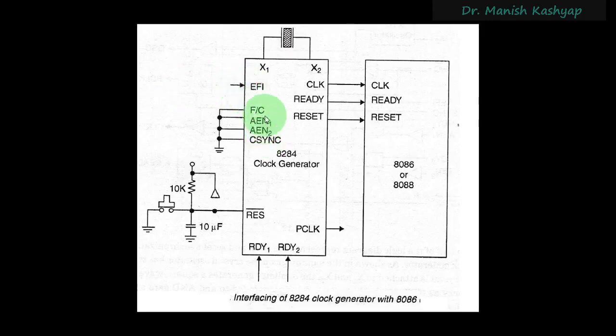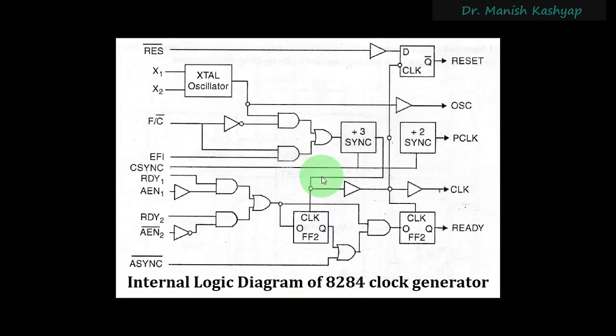Then we will see what is the meaning of all of these things just after this slide. So let me just bring out the internal structure of this 8284 clock generator so that we can answer some simple questions which you had in your mind in the previous lectures. So this is the internal architecture of this 8284 clock generator.